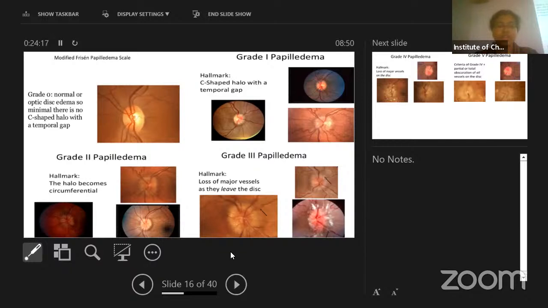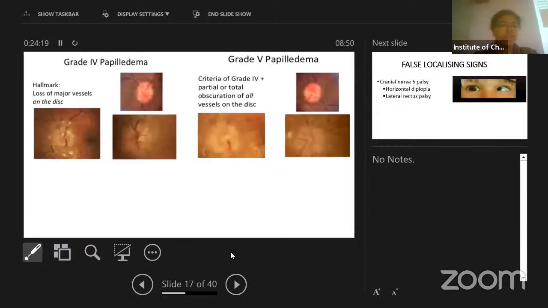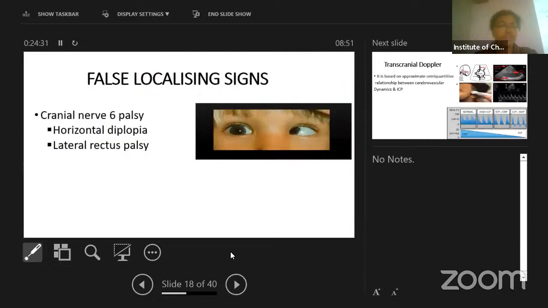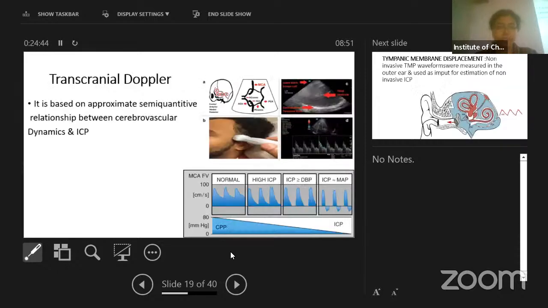Loss of major vessels as they leave the disc. Grade 4 papilledema, loss of major vessels on the disc, and grade 5 papilledema, which has the criteria of grade 4 and partial and total obscuration of all vessels in the disc. This is the false localizing sign, due to irritation of cranial nerve 6, and the features of cranial nerve 6 palsy present as horizontal diplopia and lateral rectus palsy.